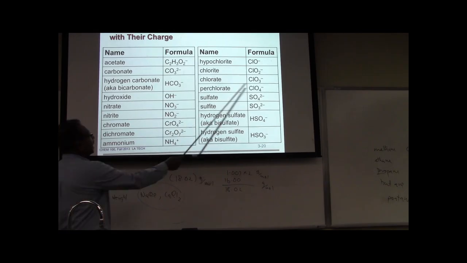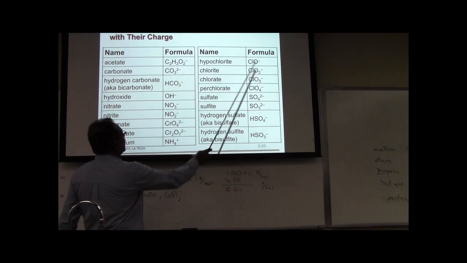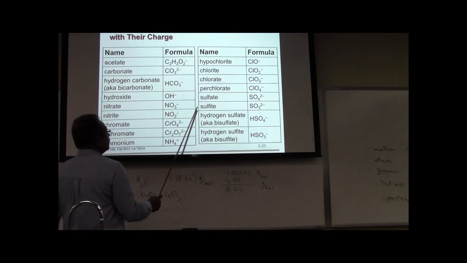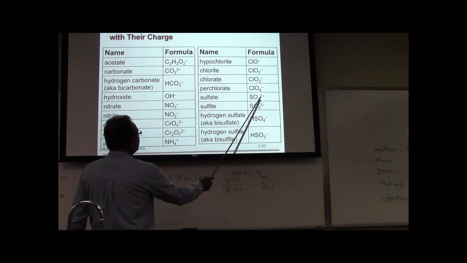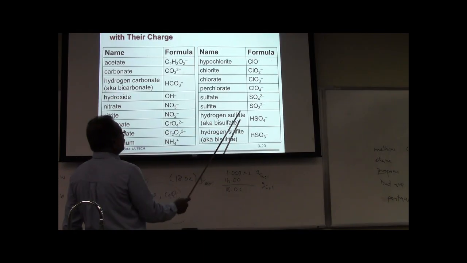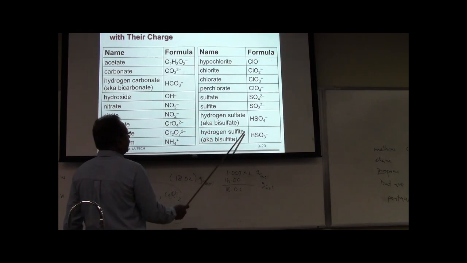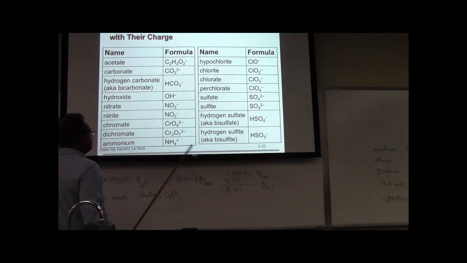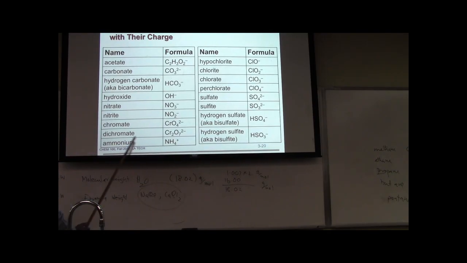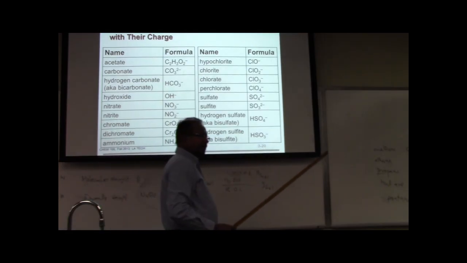Perchlorate ion, chlorate ion, chlorite ion, hypochlorite ion. Okay, sulfide. If you have sulfate, one less oxygen is called sulfite. Hydrogen sulfate, hydrogen sulfide. Dichromate, ammonium, chromate, nitrite. Nitrite has less oxygen than nitrate. Hydroxide, bicarbonate or hydrogen carbonate. Carbonate, carbonate ion is CO3 2 minus.